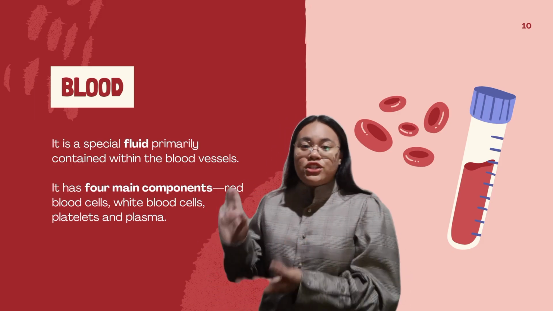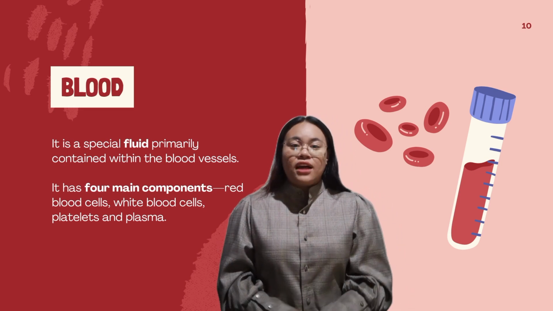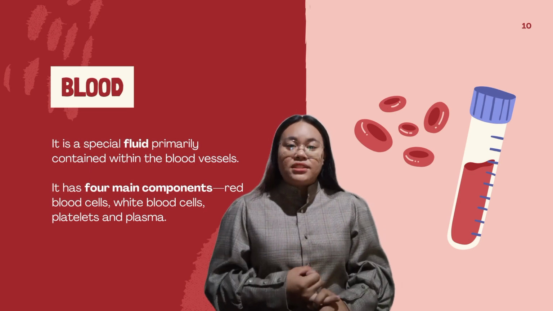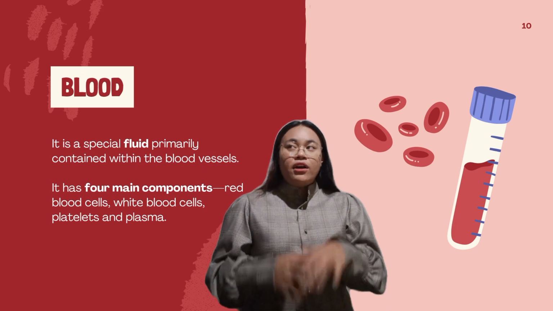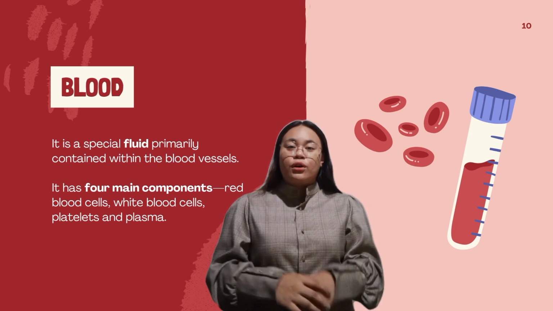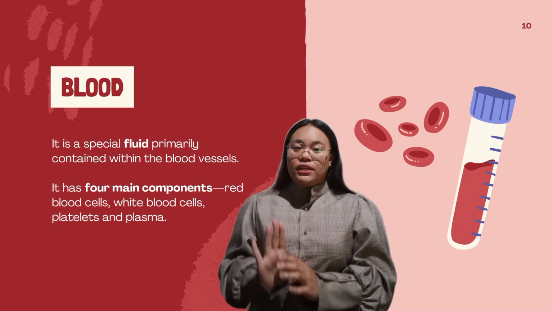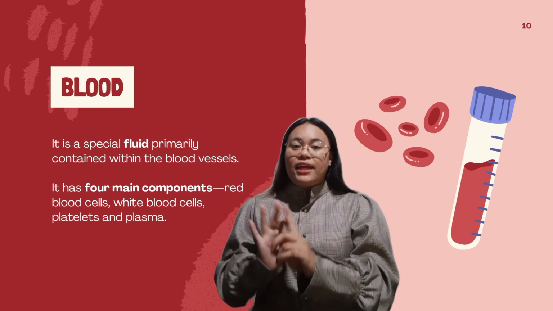Next we will discuss blood. It is a special fluid primarily contained within the blood vessels. It has 4 components: red blood cells, white blood cells, platelets, and plasma. Just as the heart has 4 chambers, the blood also has 4 main components.